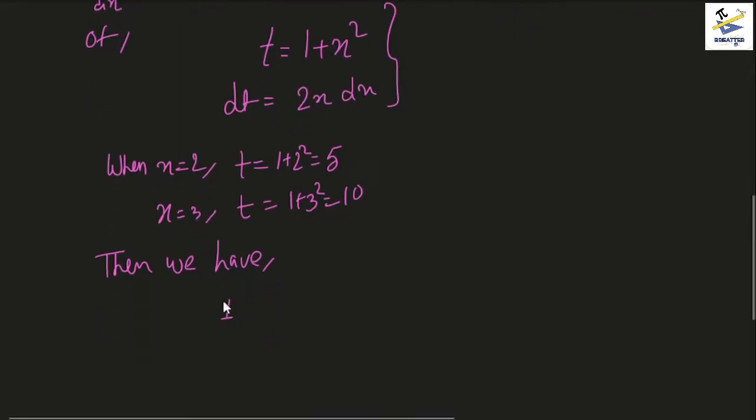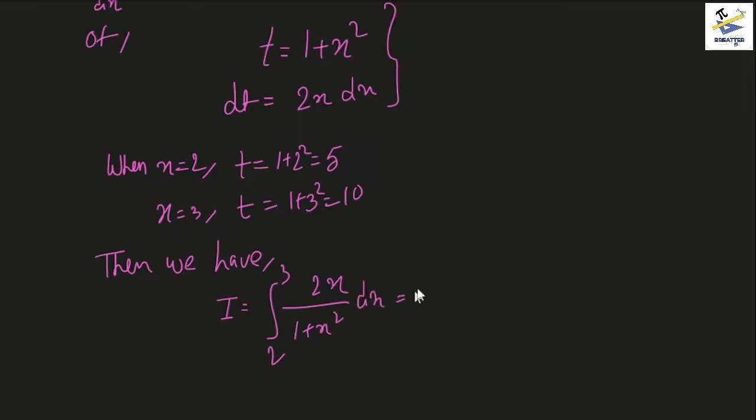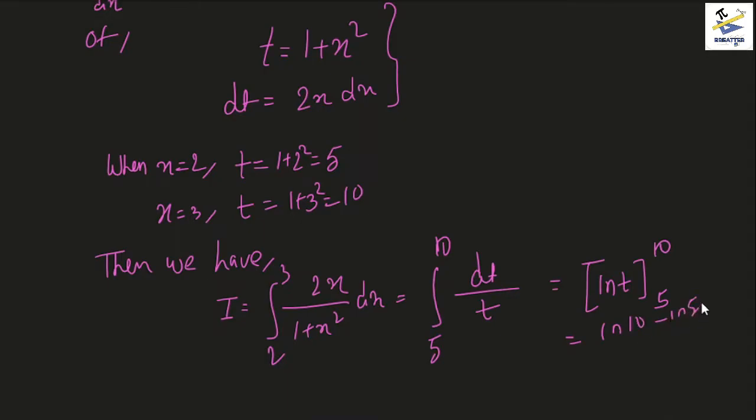So this means that the new integral, which previously was something like this, the integral from 2 to 3 of 2x by 1 plus x squared dx, with the new variable of integration and the limits 5 to 10, and 2x dx would be dt, and this should be t, will give you, and the antiderivative of 1 by t is ln of t, and the limits are from 10 to 5, so it is ln of 10 minus ln of 5, but this would give you ln of 10 by 5, or in other words ln of 2, which is the answer.